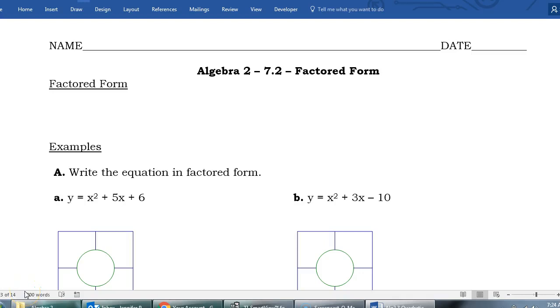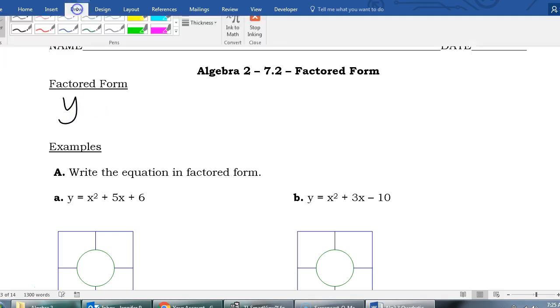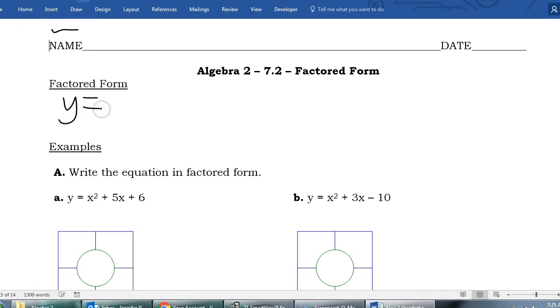This is Algebra 2, Lesson 7.2, and we're going to focus on factored form today. So this is something we already wrote on the first lesson in the packet, but I'm going to put it on there again because that's our focus for this page.